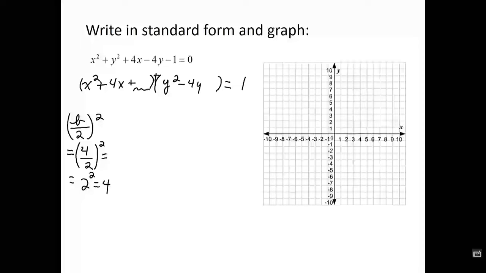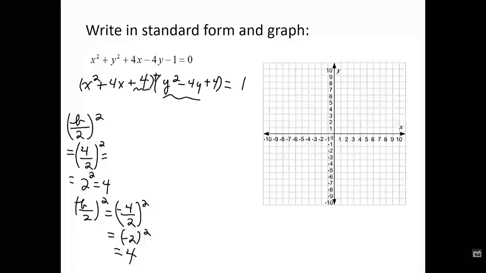We're going to do the same thing here. We need to complete the square. In order to complete the square again, we need (b/2)². Again, b is the coefficient of y, so b is -4. So we have (-4/2)². A -4 over 2 is -2. A -2 squared is 4. So to complete the square, I'm adding 4.